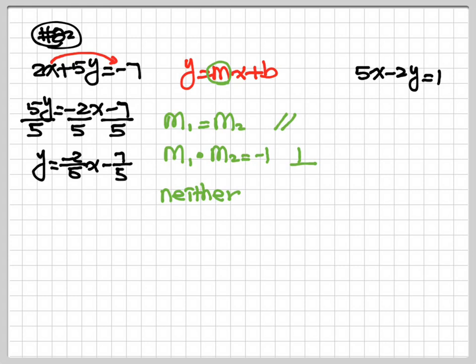Then here, we only care about the slope. Okay, so we only care about the slope. So my slope is this one. So my slope is equal to -2 over 5.